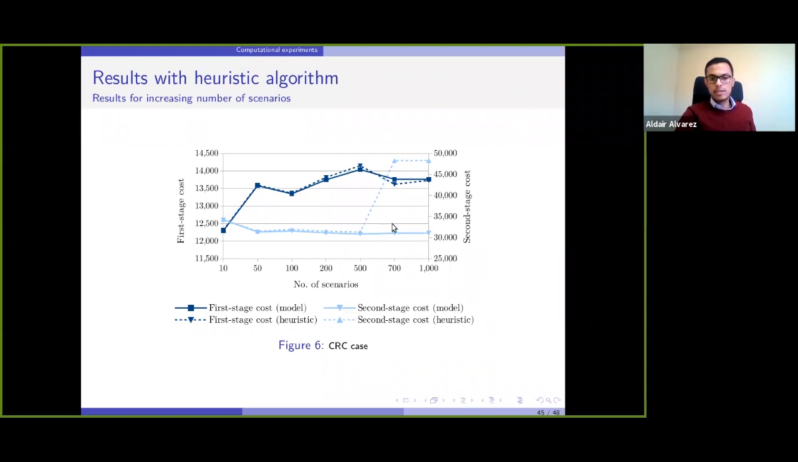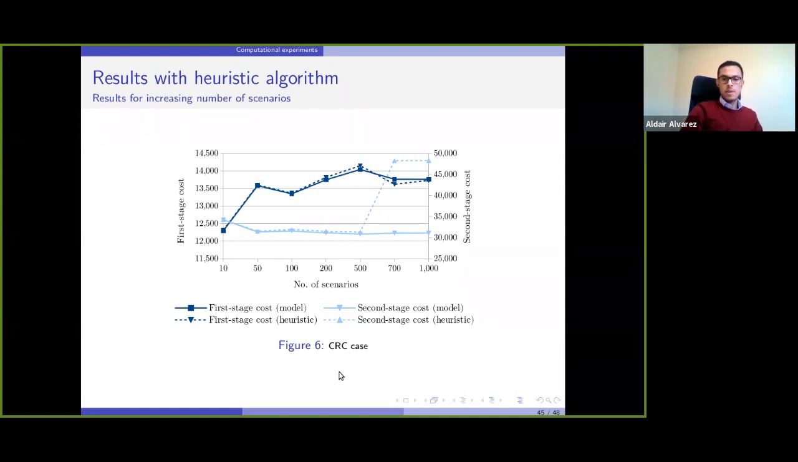However, it's important to highlight here that for the second stage cost, for this case of 700 and 1,000 scenarios, the second stage cost of the heuristic assessed on the 10,000 scenarios is way higher than the optimal cost. So the expected second stage cost of those solutions of the heuristic are way higher. So that's a warning sign of how suboptimal solutions found in the first stage can have a significant impact in the second stage here. And this is for the capacity reservation contract case.